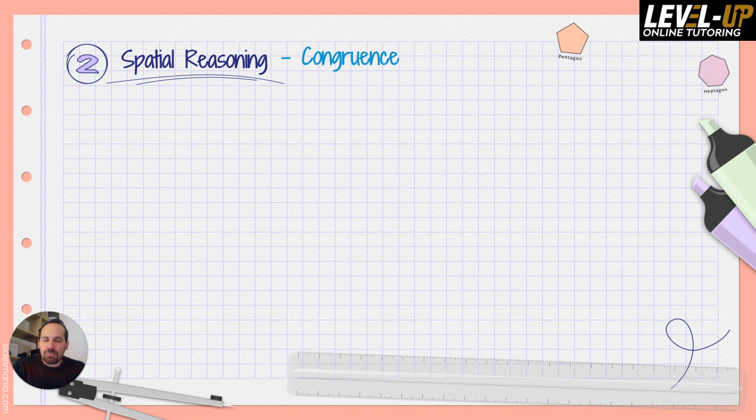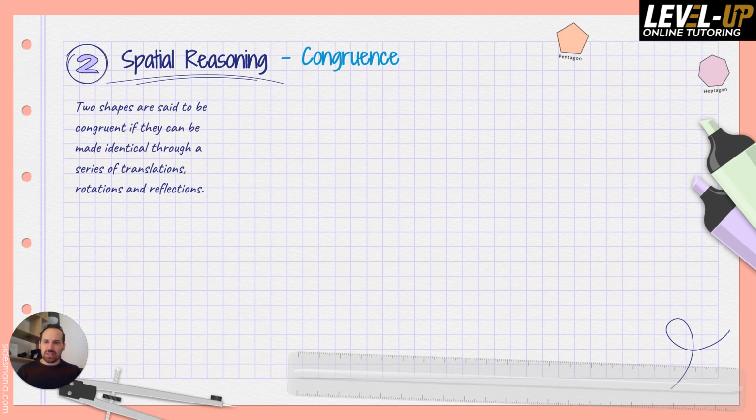Right, so let's look at some concepts to do with spatial reasoning, like congruence. Congruence basically means you have two shapes that are essentially the same shape, but they've just been translated, rotated, or reflected. But they're essentially the same shape.